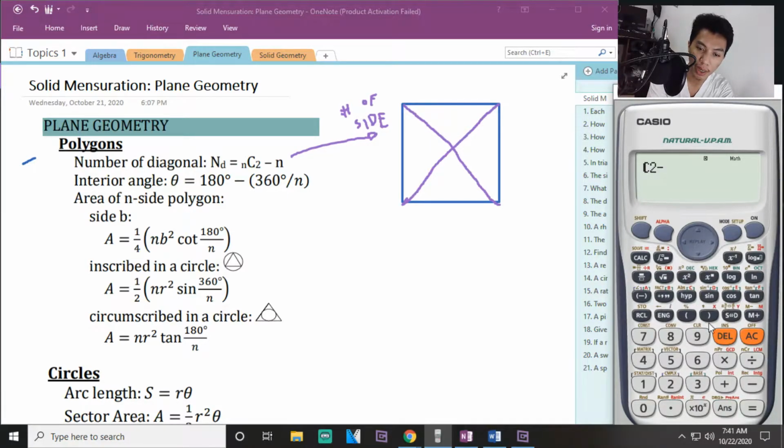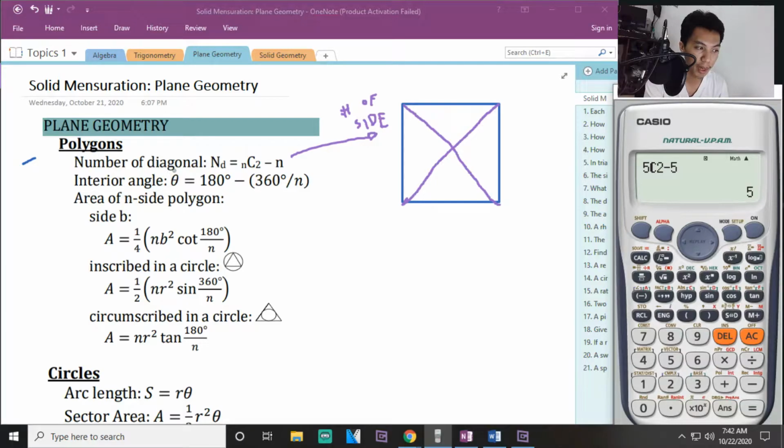Now, we have a square. Okay? A square or a quadrilateral. Apat ang kanyang legs or sides. We input yung sides and then minus natin sa number of sides. So, the number of diagonals are 2. Paano naman, sir, kapag pentagon? Pentagon, 5. So, 5 C2 minus 5, that is 5. That's pentagon. Ganun lang, pag number of diagonals.